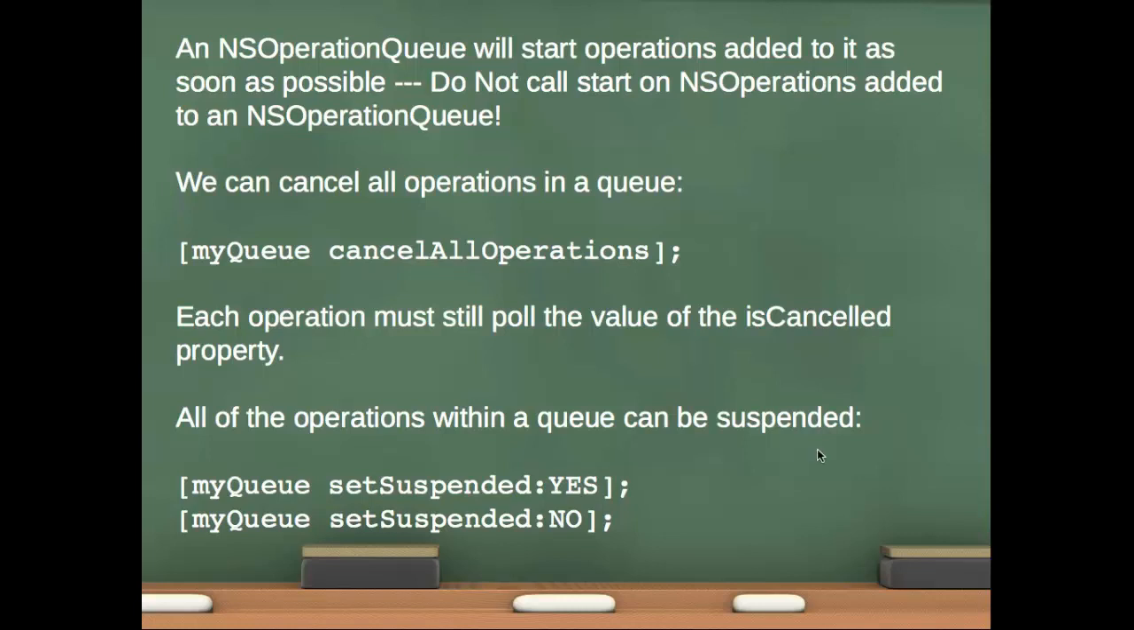We can also suspend all the operations within a queue. We can sort of pause them to be restarted later. So myQueue setSuspended:YES will suspend all operations within the queue. myQueue setSuspended:NO will restart them, not restart them, but unpause them, so to speak, wherever they are. So we can't suspend a single operation within a queue, but we can suspend all the operations within a queue.